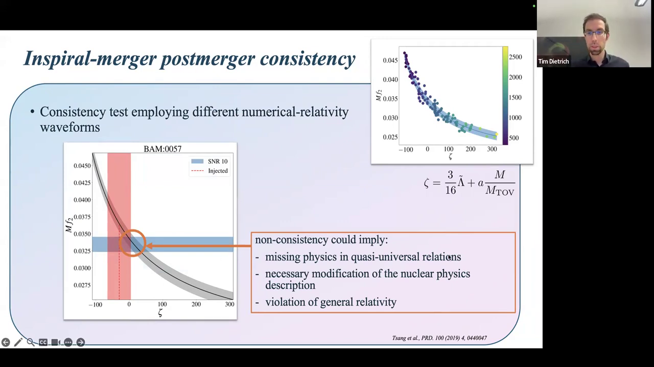Either your universal relations are wrong, which I think is the most likely scenario if you find a disagreement, or you have to incorporate some new fancy ways of dealing with the nuclear physics inside neutron stars, or you have a violation of GR, which would also be possible. But these consistency tests can only be done once you see a post-merger phase and the post-merger signal.